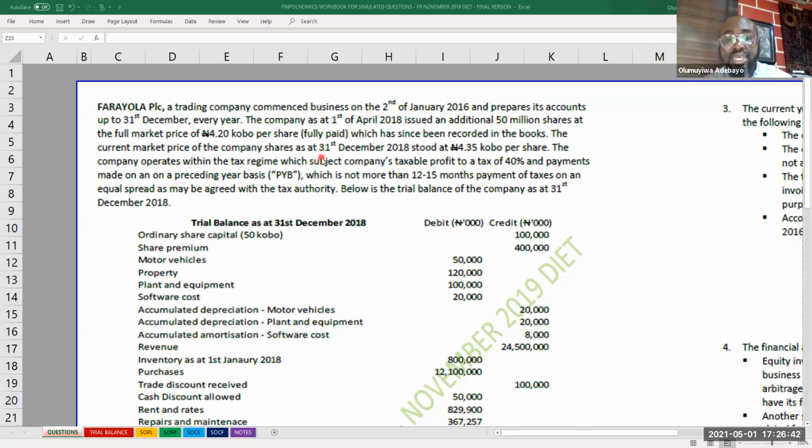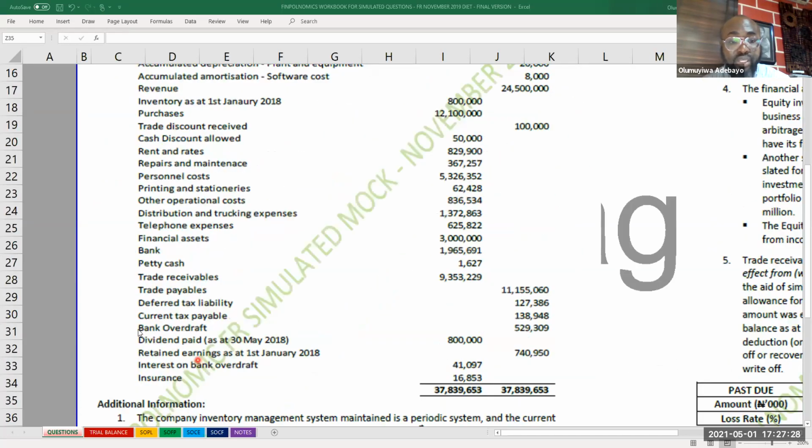Now, what is paramount here is that this information is only relevant for the computation of basic and diluted earnings per share. And I believe you have done IAS 33, where when shares are issued during the year at full market price, you need to carry out a weighted average analysis to determine the amount of shares that will be considered in determining the basic earnings per share. That is the relevance of this, though the 50 million has already been recorded in the account.